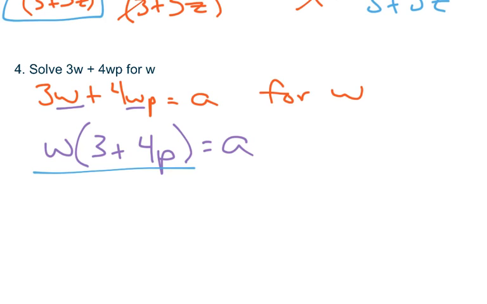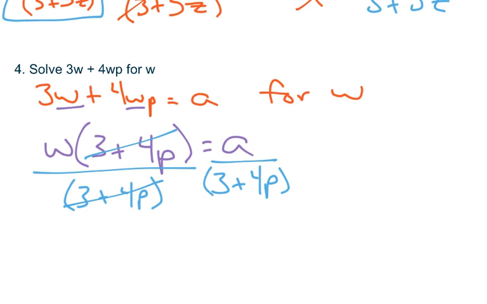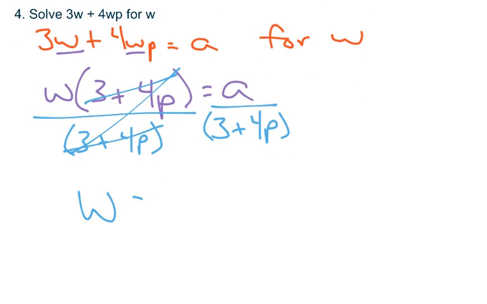Okay, one last step. We need to divide both sides by 3 plus 4p because we want to get rid of this. That takes care of that. And if we're going to divide by 3 plus 4p on the left side, we've got to divide by 3 plus 4p on the right. So these go away on the left. We're left with w equals a over 3 plus 4p.